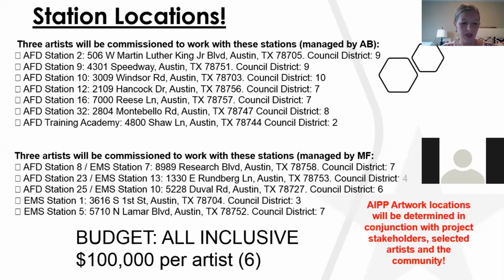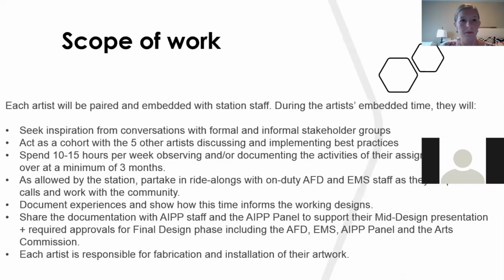The budget for the embedded artist is $100,000. The budget is all inclusive and covers all costs to design and create the artwork. This includes the artist's time at the station, fabrication and installation, including engineering and permitting fees, travel, shipping expenses, insurance, and all other related costs. So the scope of the work.